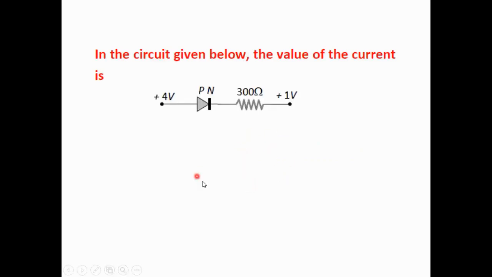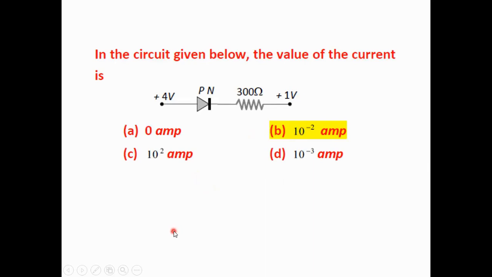This is the circuit given below. What is the current flowing through the circuit? We'll take the diode as a PN junction diode, and its resistance they didn't give. Forward resistance will be there, but they didn't give it. So we have to take the potential difference in between these two points.